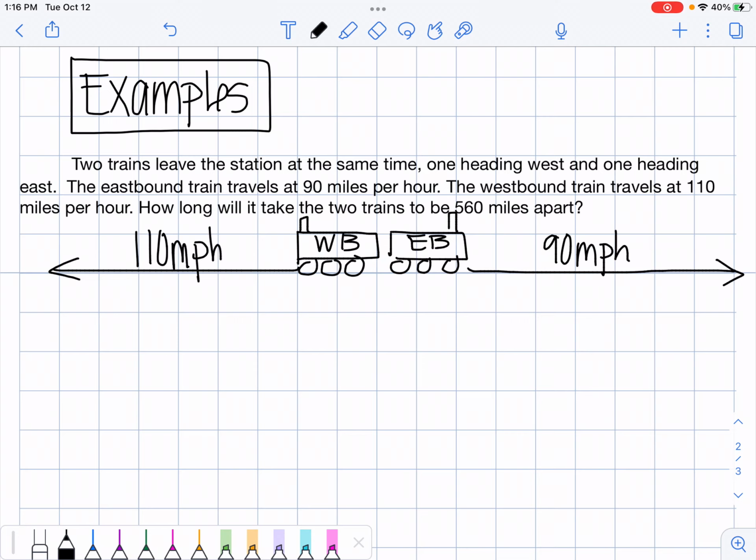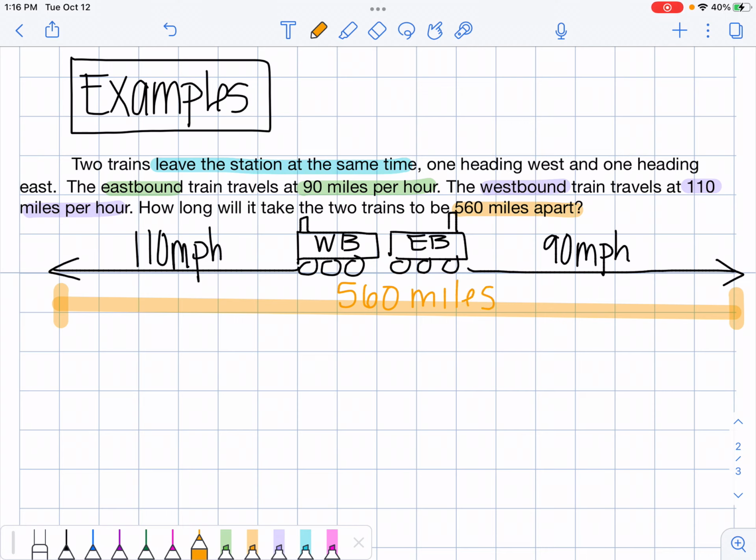So far I've just used that eastbound goes at 90 miles an hour, westbound 110 miles an hour, and they leave the station at the same time. That's the information I have so far. The last part it says is how long will it take the 2 trains to be 560 miles apart? So that means from here all the way to here, I want to know when this is going to be 560 miles.